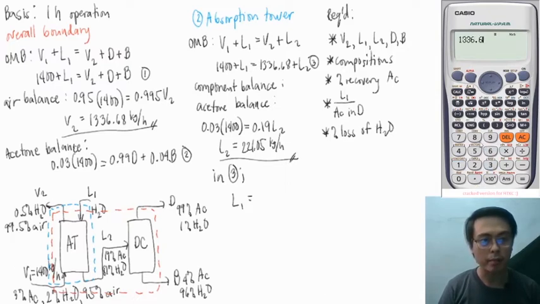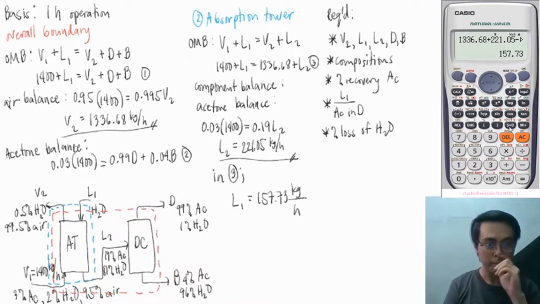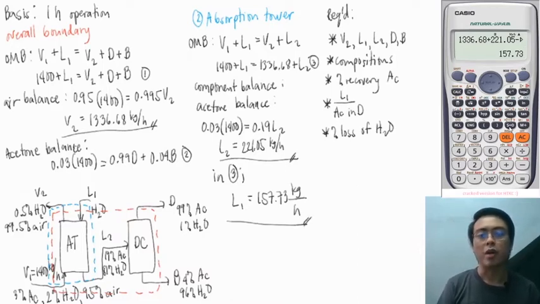1336.68 plus 221.05 minus 1400. So L1 is 157.73 kilograms per hour. Okay, we now have values for L1, L2, V1, and V2. The only thing remaining is the distillate and the bottoms.